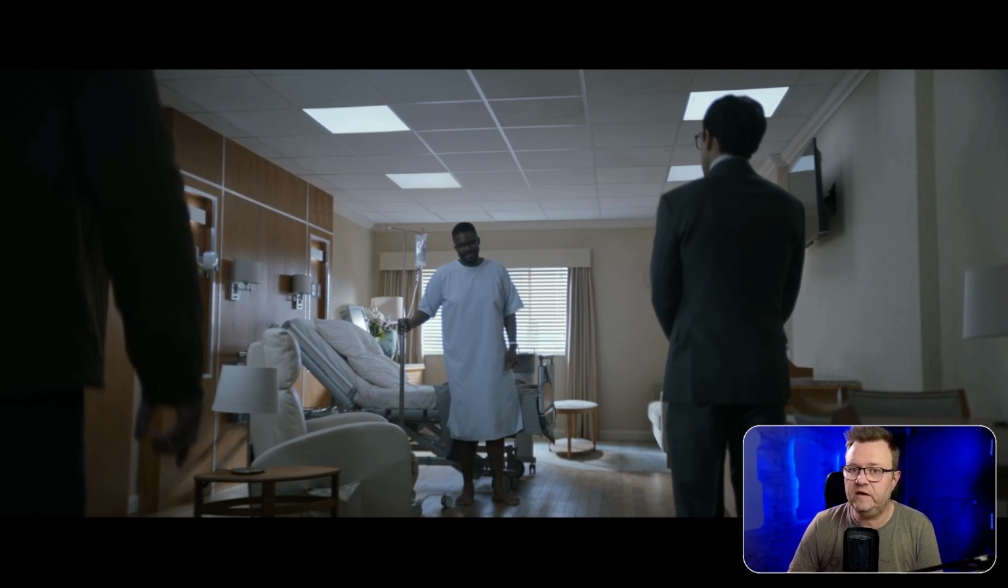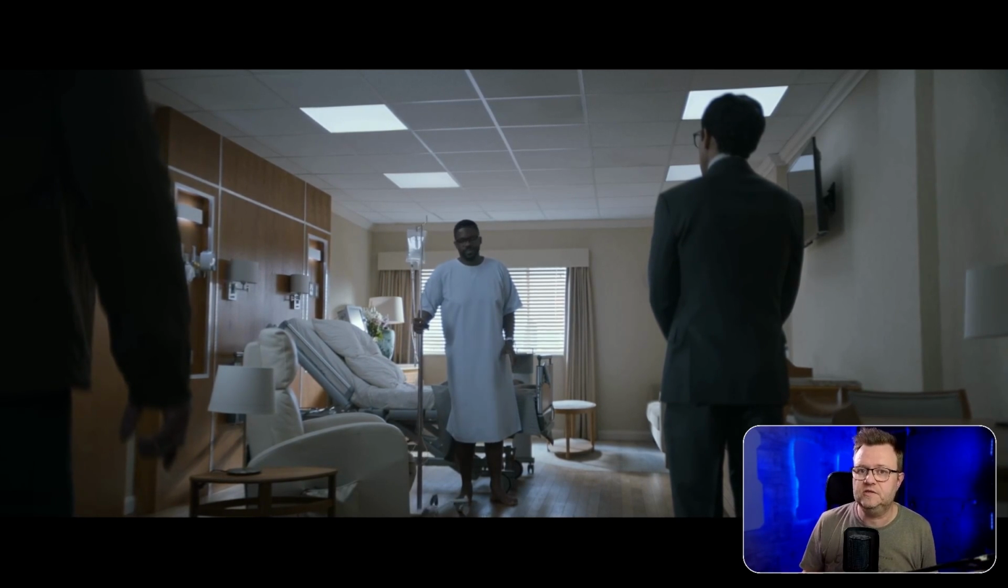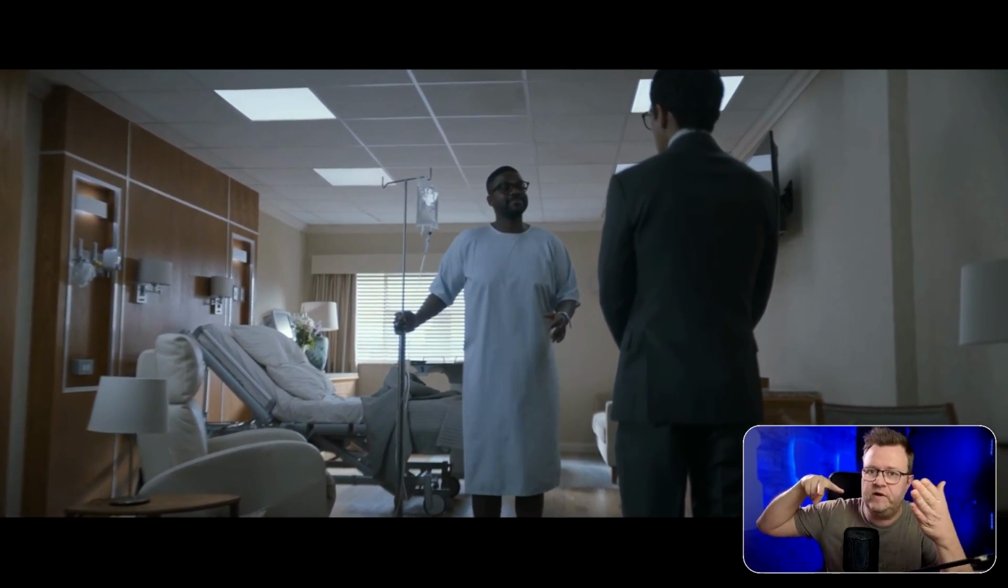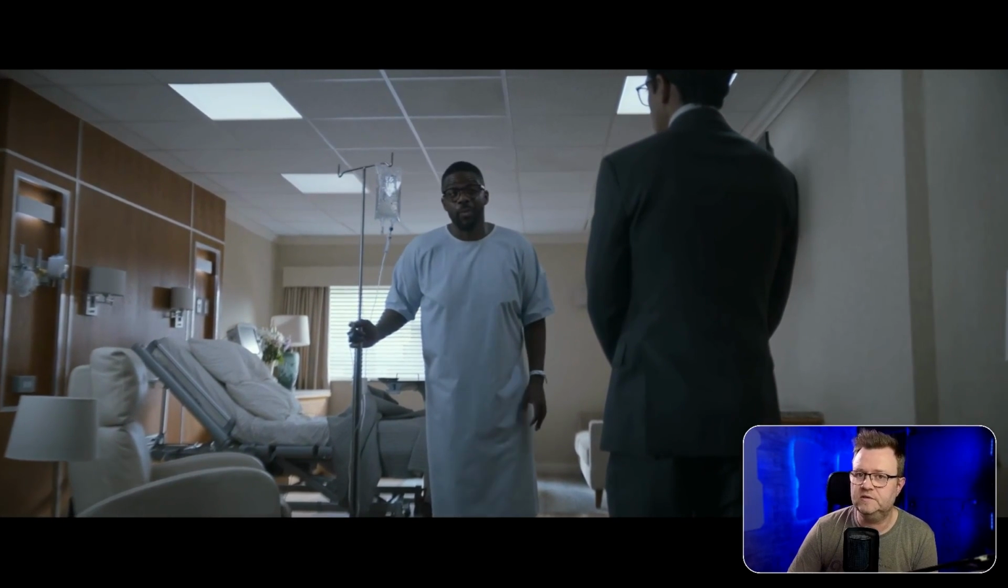And same thing again here. We converge around the guy in the middle. So he walks forward and we track towards him, basically concentrating around the guy in the middle. This is beautiful camera work.